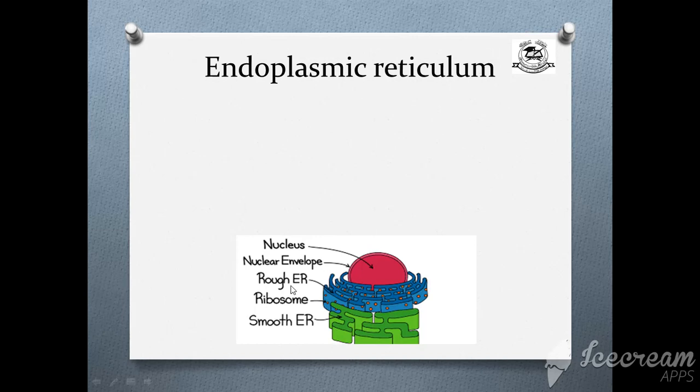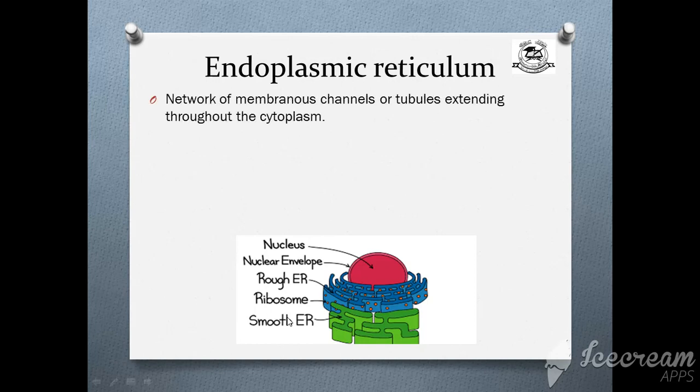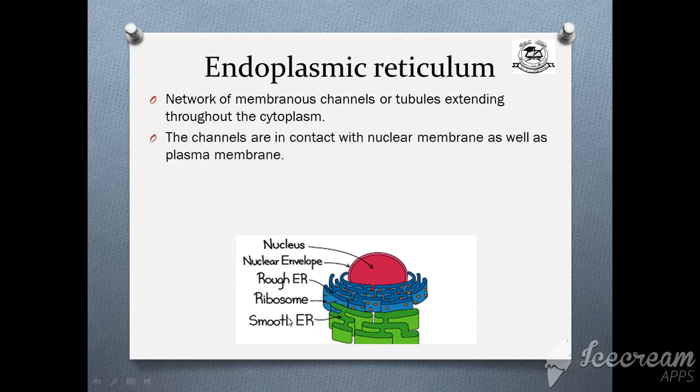Alright, here is written rough ER and smooth ER. How can we define endoplasmic reticulum? They are the network of membranous channels or tubules extending throughout the cytoplasm. These channels are in contact with the nuclear membrane as well as sometimes with the plasma membrane. So near the nucleus you can see them, and sometimes they move to the plasma membrane. They are extending within the whole cytoplasm mostly.